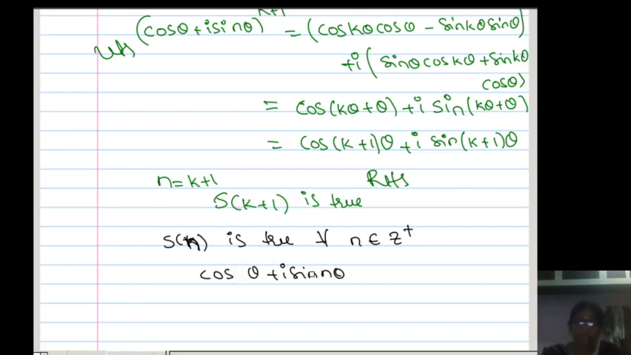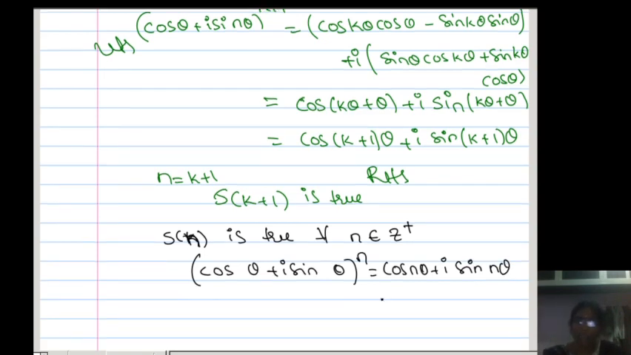Here (cos theta + i sin theta) whole power n is equal to cos n theta plus i sin n theta. This is what we proved for all n belongs to Z plus, meaning positive integers, by using the principle of mathematical induction. We did the n equal to 1 case, then assumed that n equal to k, and proved that the result is true for n equal to k plus 1.